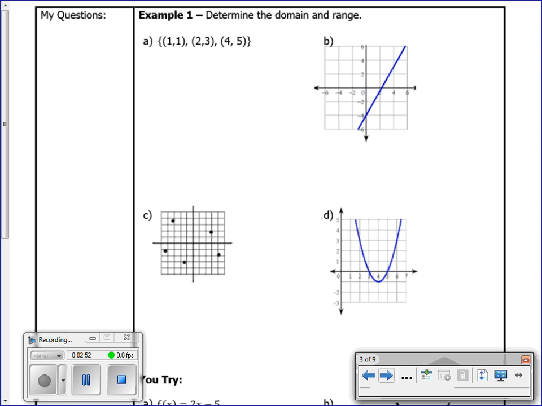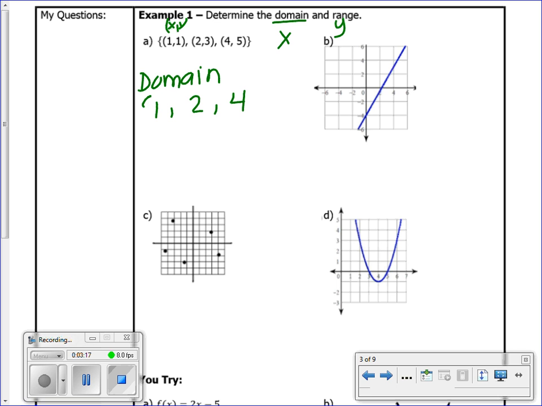Example 1 says determine the domain and range. So again, it's asking you for x and y. Domain is x, range are your y's. When you're given an ordered pair, remember an ordered pair is x, y. So all you have to do is label all of your x's. What comes first in your ordered pair? So I would say 1, 2, 4. And your range are your y values, which are 1, 3, and 5. And that's how easy it is.